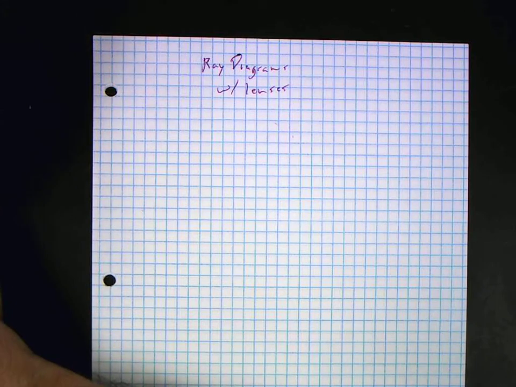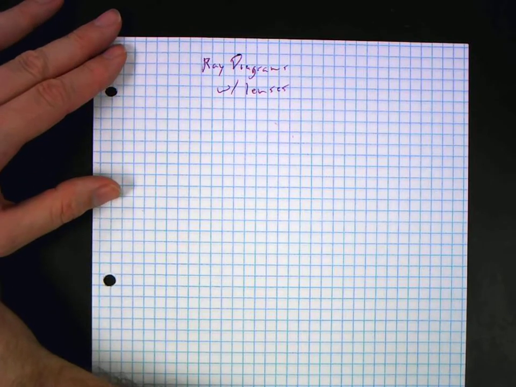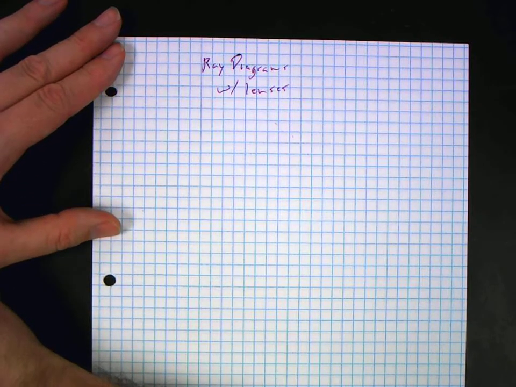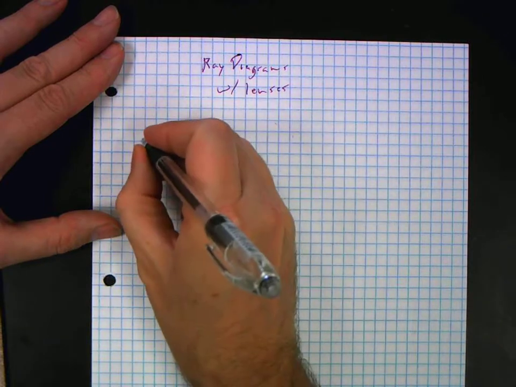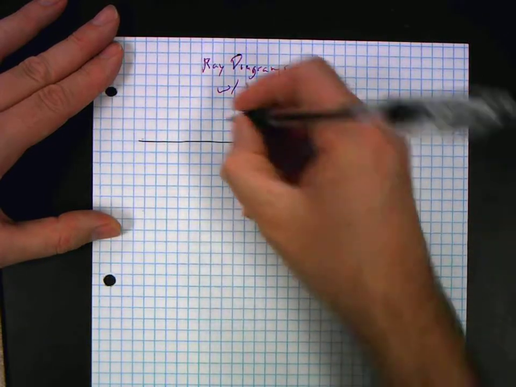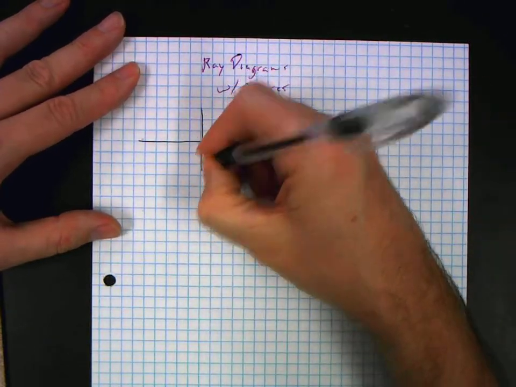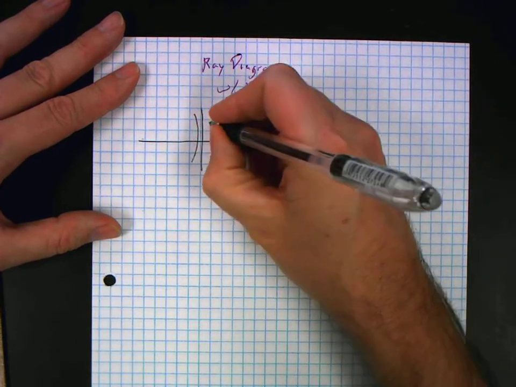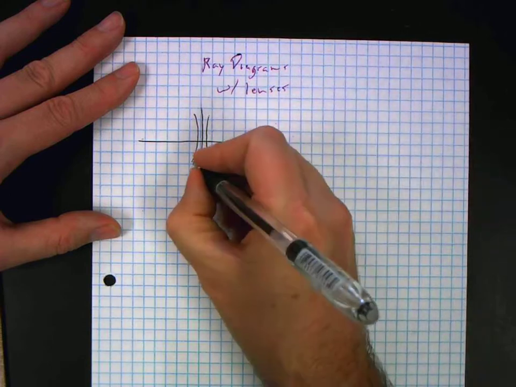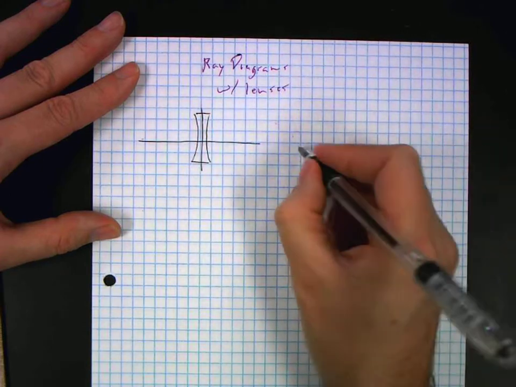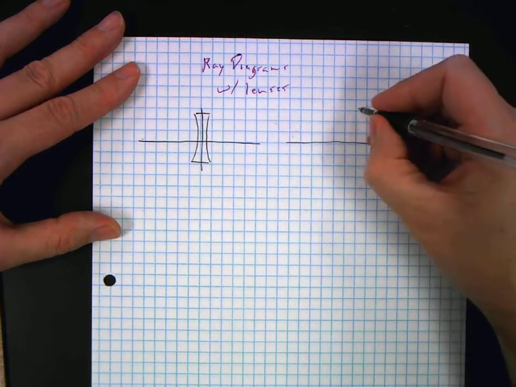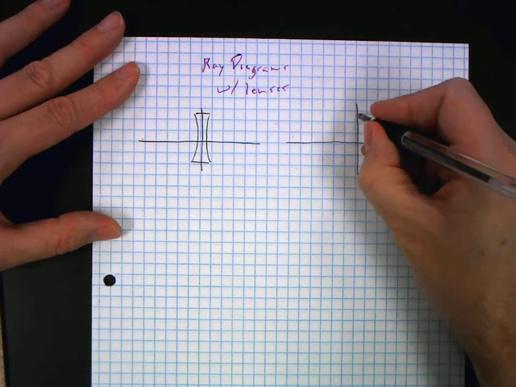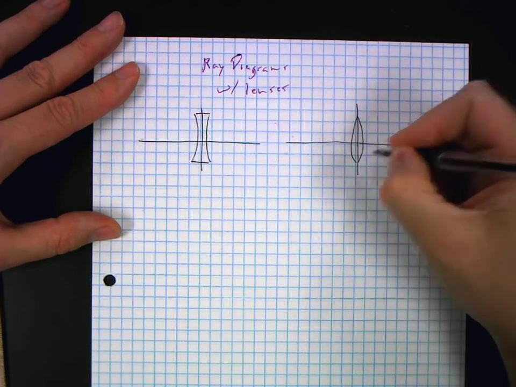I want to quickly go over how you make ray diagrams with lenses. First of all, let's review one or two little items. One is that when we have a lens, we don't have to draw it the way it actually looks. It doesn't have to look like this if it is concave. It does not have to look like this if it is convex.